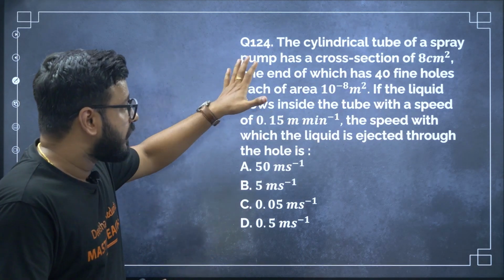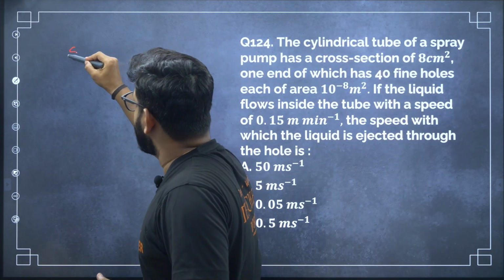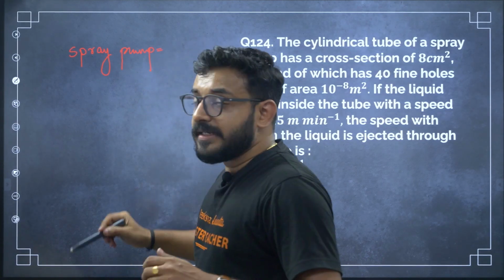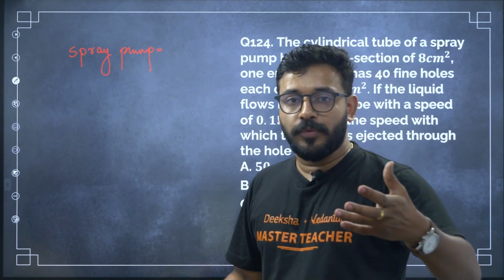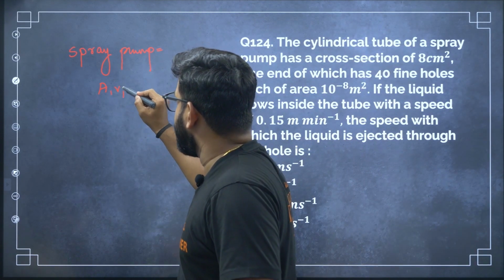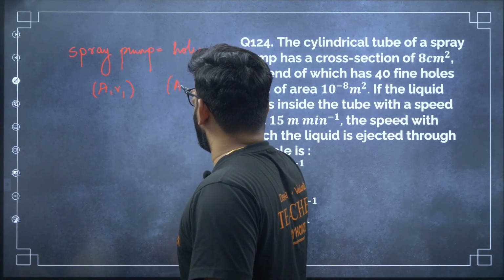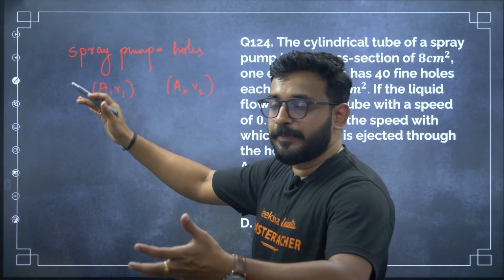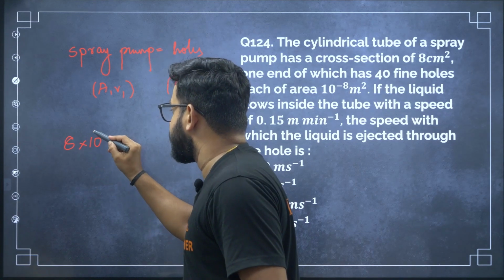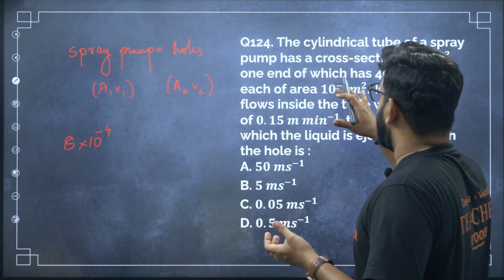Okay, it's very simple. So we have two ends. First we have the spray pump. So the continuity principle says that the rate of flow, that is area into velocity, is the same on both sides. Spray pump A1 V1 is equal to the holes, that is A2 V2. So I'll write it separately. The spray pump has an area of 8 centimeter square, 8 into 10 to the power minus 4, because we convert it to meter square, just for the standard.